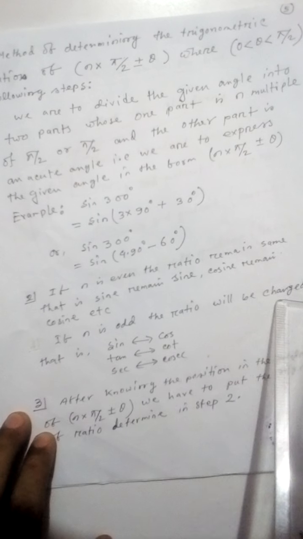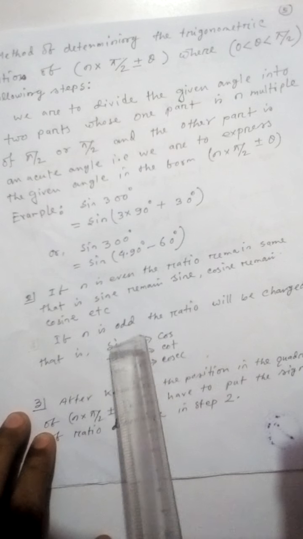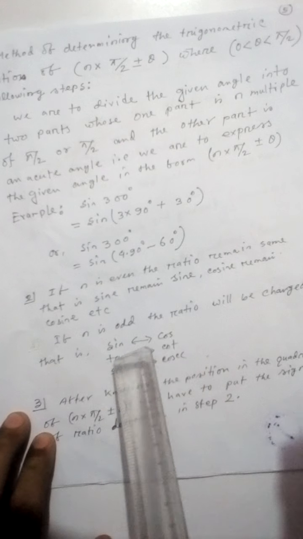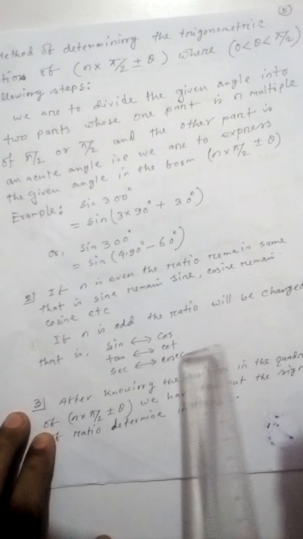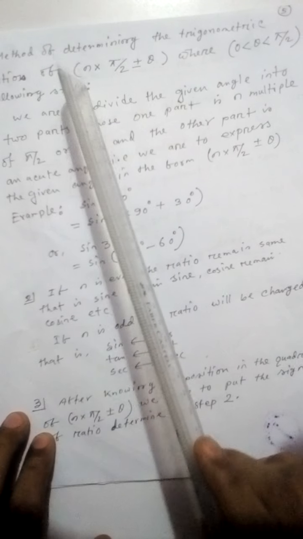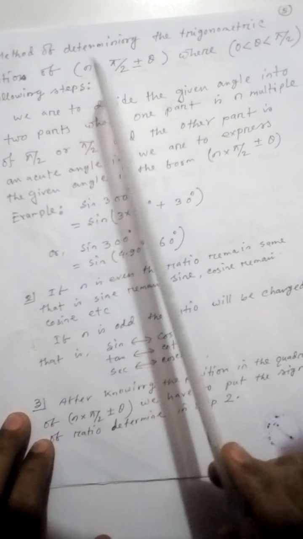That means if n is an even number, there is no change. Okay, if n is an odd number, the ratio will be changed, that is sin changes to cos, cos changes to sin, tan changes to cot, cot changes to tan, sec changes to cosec, cosec changes to sec. So for n into pi by 2 plus or minus theta, if n is an odd number, then the trigonometric ratios are changed.